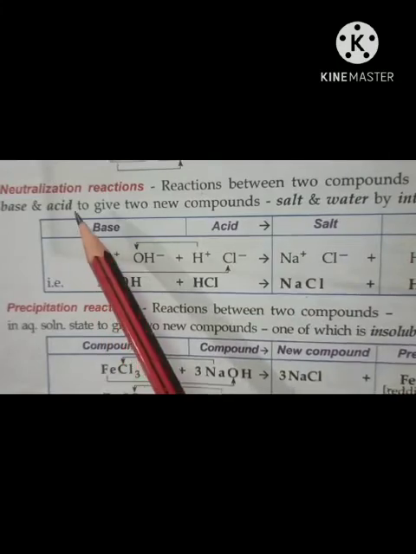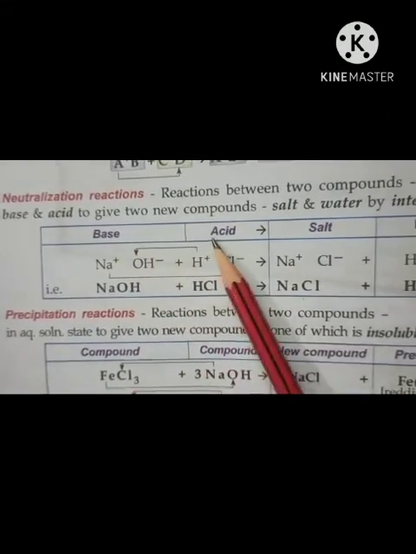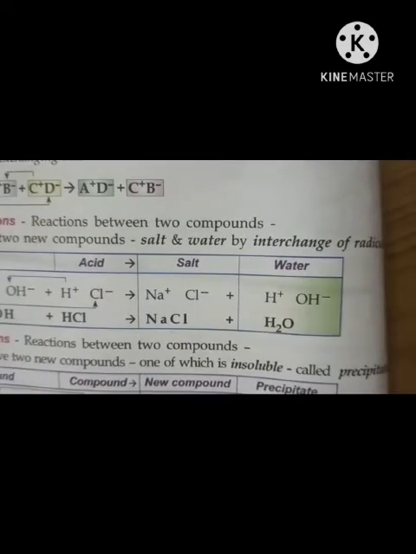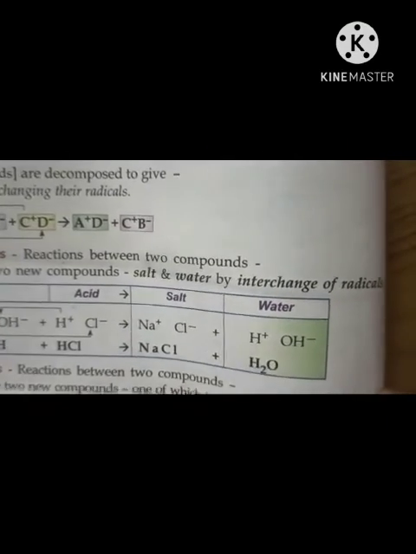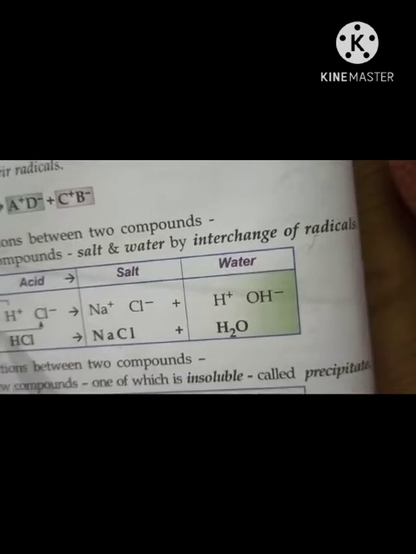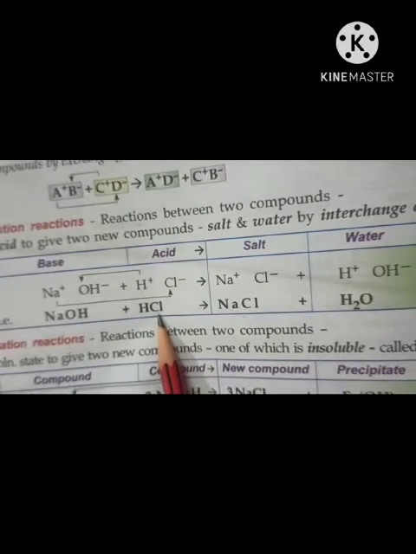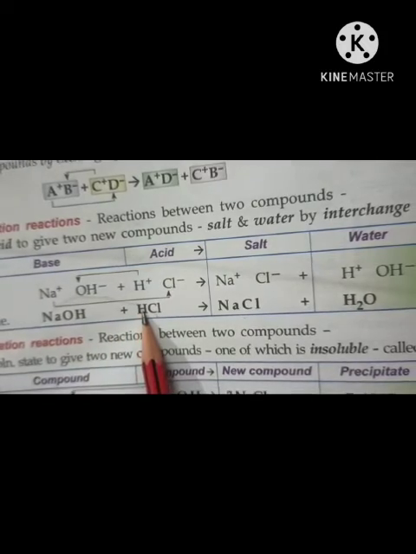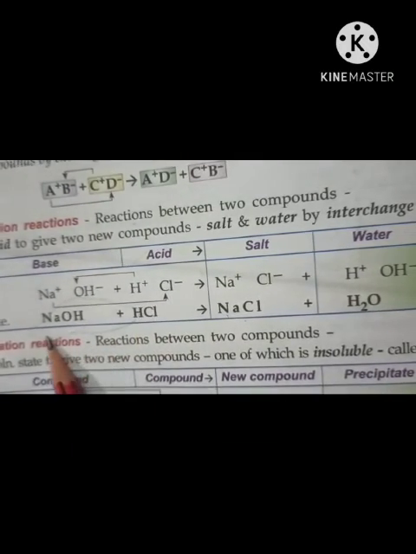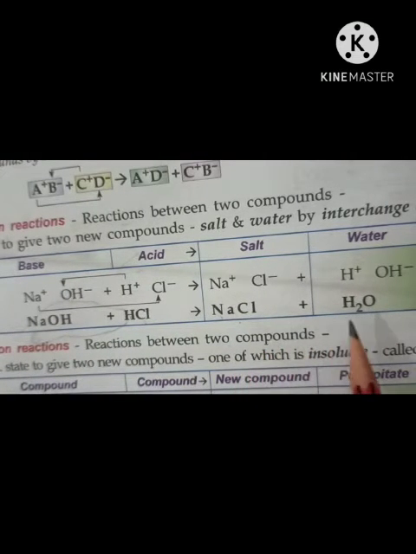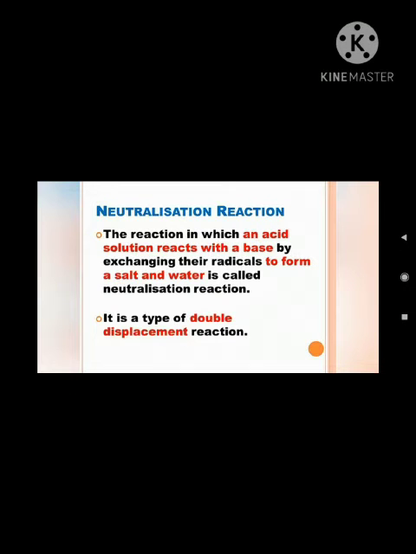Next is the neutralization reaction. A reaction between two compounds, that is a base and an acid, to give two new compounds, that is salt and water, by the exchange of radicals, is called a neutralization reaction. For example, the base NaOH reacts with HCl, hydrochloric acid. Na comes in place of H and forms NaCl, and H goes in place of Na and forms H2O, water. So what is a neutralization reaction? The reaction in which an acid solution reacts with a base by exchanging their radicals to form a salt and water is called a neutralization reaction, and it is a type of double decomposition reaction.